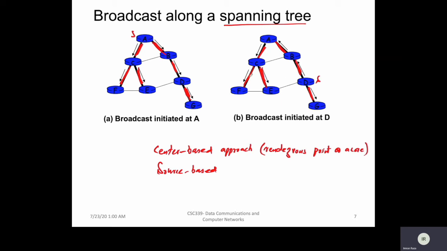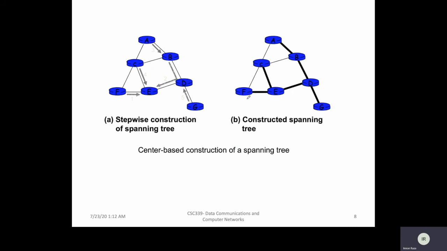So you can clearly see that with the change in the source machine, because there was the source A, and here we have D as a source. So this means we'll have different trees for different sources. But in a center-based approach, we will have only one tree constructed based on a rendezvous point or a core router that will be used for sending the broadcast packets. So this is an example of center-based construction of a spanning tree, right? So clearly here, the center is E, the rendezvous point or the core router here is this node, right?